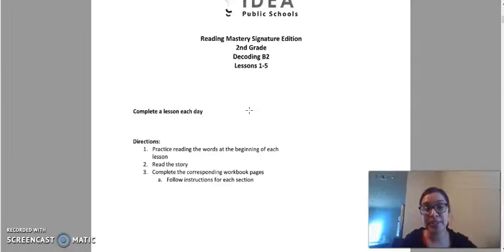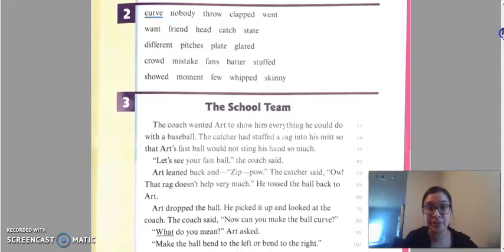If you're in Dartmouth and Stanford, just wanted to remind you that step 1, we are going to practice reading the words at the beginning of each lesson. These are sounds and words that you need to practice, and that will be in our story. Step 2 is read the story. This is our story that we would practice reading and we're getting information from. And step 3, complete the workbook pages. Each section has instructions, so make sure to read that and I will go over it with you all.